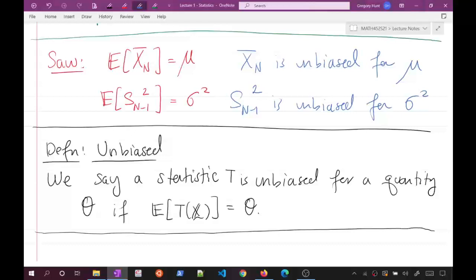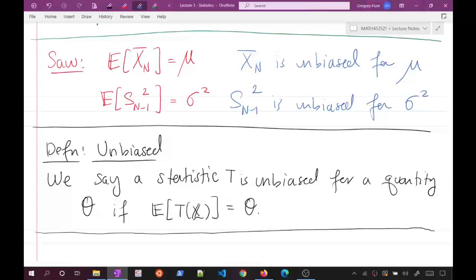Why are these good estimators? Well, one nice property, and there are other properties, we will basically spend the whole course talking about properties of estimators, is that they're unbiased for the quantities that they estimate. On average, x bar is going to tell us what the underlying mean is. On average, the sample variance will tell us what sigma squared is.